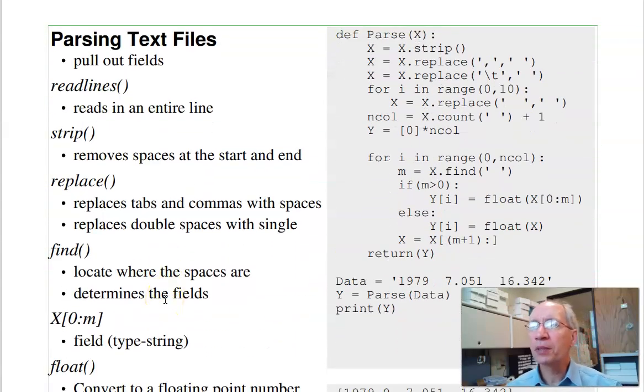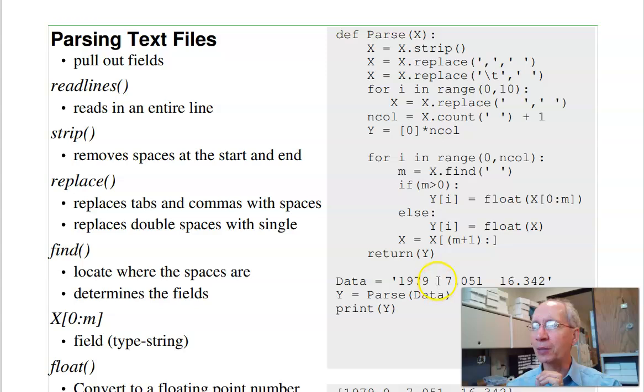Well, that's using some of the string commands in Python. With string commands, I can do readlines, which reads in a full line of data, including the spaces. If I do strip, strip pulls out the spaces at the beginning and end of the string. Replace will replace the commas, tabs, and double spaces with a single space. That just gives you consistency in the data, so there's just data, single space, data, single space.